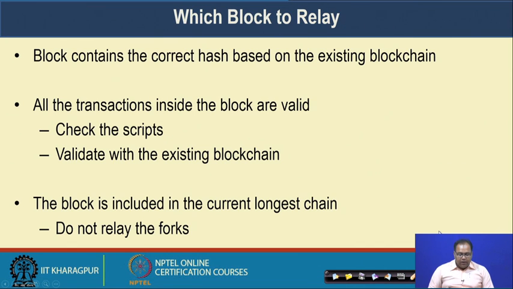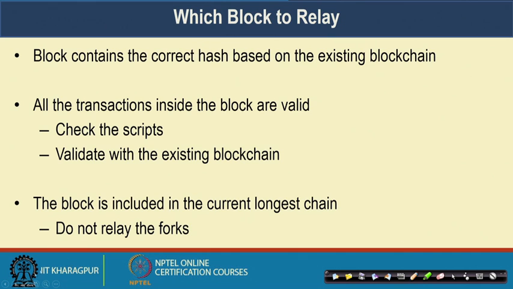Okay. So, the question comes, whenever you are getting a block, which block to relay. First, you check the validity of the block, like whether the block contains the correct hash based on the existing blockchain. The hash value is already included there. As we mentioned during the discussion of the hash function, finding the reverse of a hash, that means if the message digest is given, finding the original message, is difficult, but given a message you can easily construct the digest.